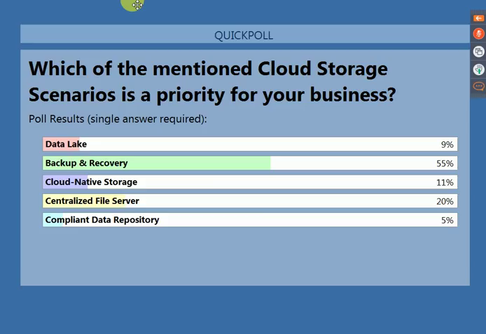All right. It's not very surprising to see backup and recovery topping the usage, because that is what most of the customers are using cloud storage for. So 55% of you voted for backup and recovery as the most important use case, followed by centralized file server, and then the cloud native storage, which is very interesting, data lake, followed by compliant data repository.